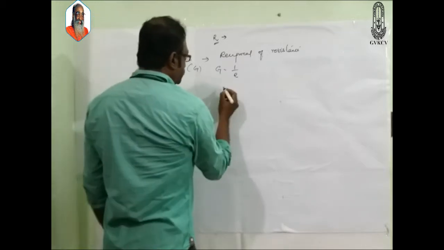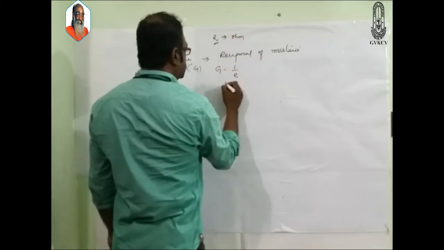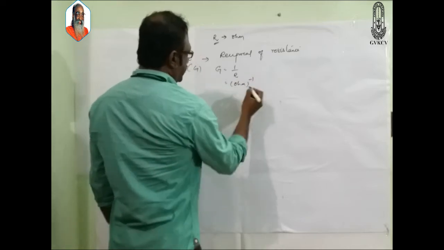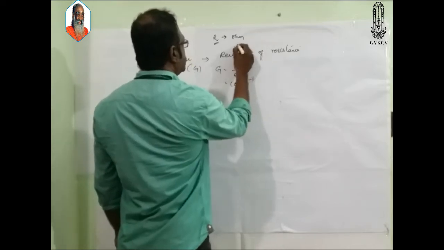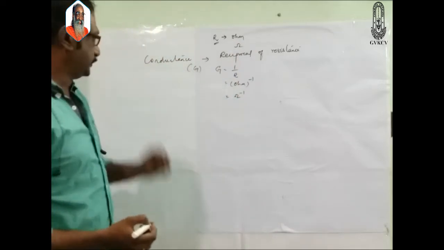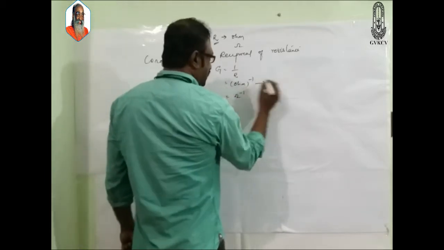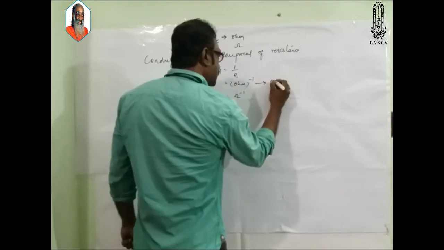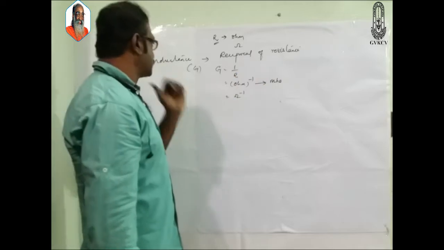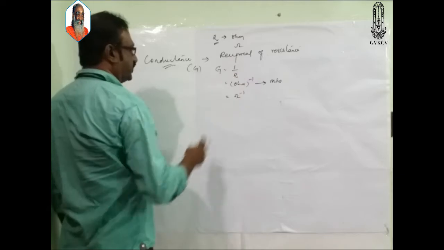So we can write the units for this. For resistance it is ohm, so for conductance it is ohm inverse, and we can write the symbol as omega inverse. And sometimes, instead of writing ohm inverse, it is shown as mho, because it is just the inverse of ohm. So this is one of the properties of the material, which is the reciprocal of the resistance.